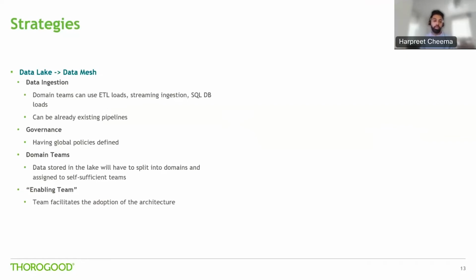And then also, as we were looking at the diagram before, an enabling team in place to facilitate the adoption of data mesh architecture, and this will help drive not drive the principles, and they'll just make sure that the best practices are being followed and that everything is in order for the data mesh architecture to be in place.